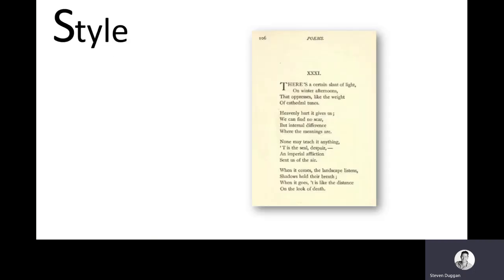If this was your first encounter with a poem by Emily Dickinson, it would be reasonable enough for you to read it and say, I haven't a clue what it means. There is a certain slant of light in winter afternoons that oppresses like the weight of cathedral tunes. What is she on about? Heavenly hurt it gives us, we can find no scar, but internal difference where the meanings are. Now you could be scratching your head at this stage and thinking, if you were in an exam scenario, I'm screwed.